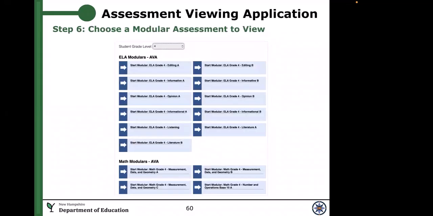As you select a grade, this is grade 4, it will pop up with all of the modular assessments that are available for that grade. If I had a bigger screen, I could scroll down and you would see the ELA modulars and the math modulars. Again, for grade 4, if you want to see science, you have to choose grade 5, scroll down to the bottom and look at the grade 4 science topics that are going to be there.